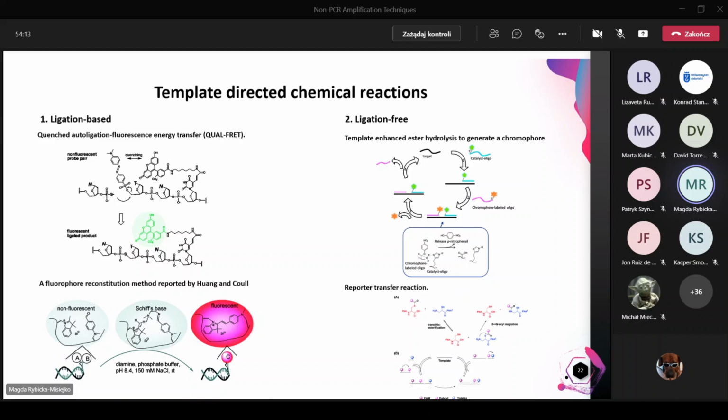In the reporter transfer reaction, at first the quencher transfer reaction is performed and then a catalytic cycle of template catalyzed quencher transfer is done. The probes here can react with each other to generate a signal, but the reaction is significantly increased when the two probes bind to the same target.